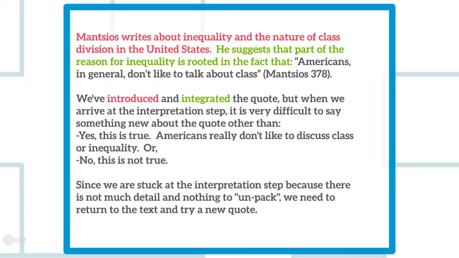Here we've already got our quote set up. We've introduced and integrated it, and we're going to work on the interpretation step. So it says, Mantsios writes about inequality and the nature of class division in the United States.